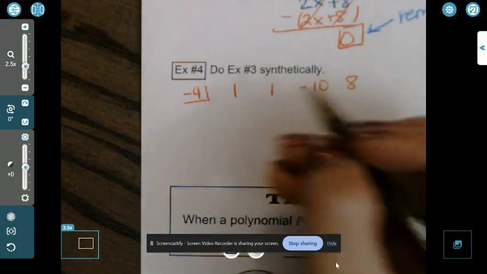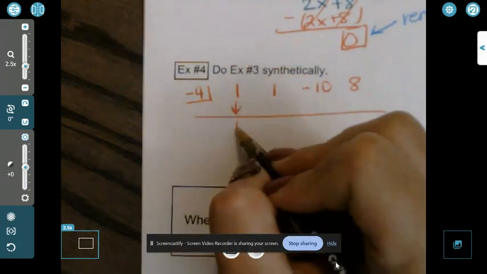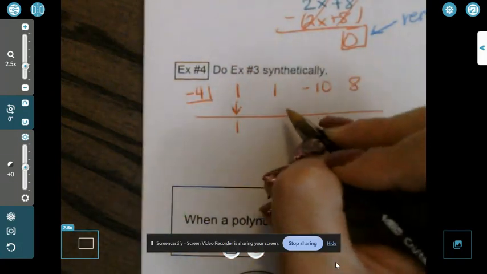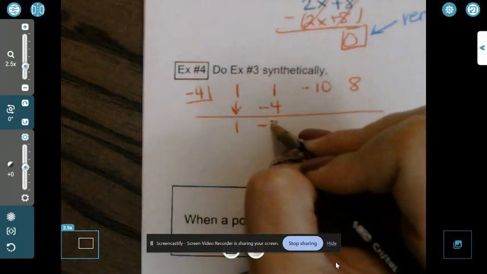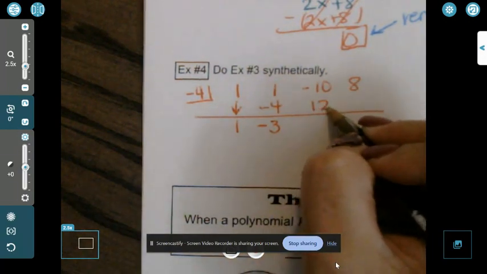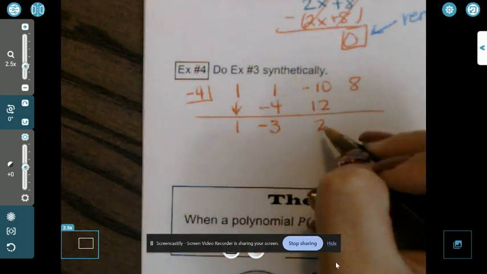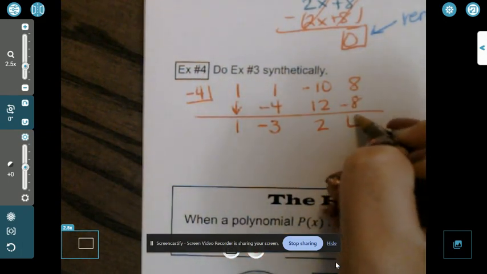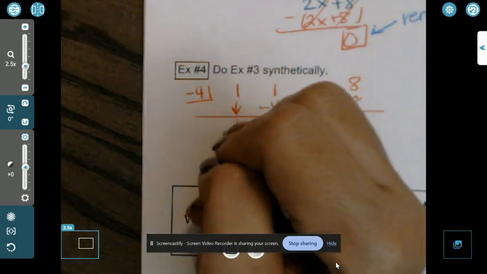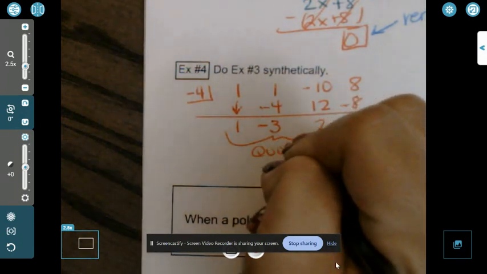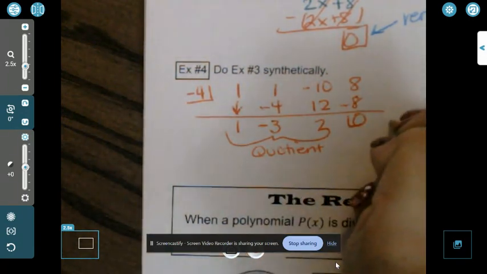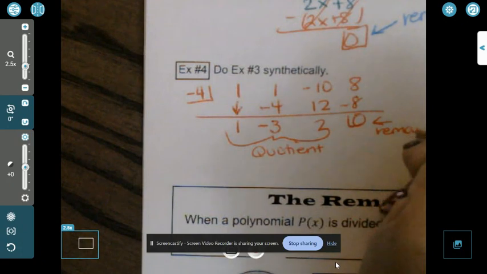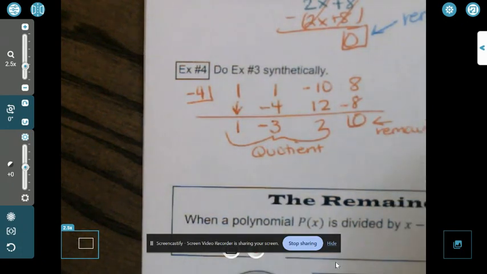All right, here we go. Draw my line, drop my first number down. -4 times 1 is -4. That gives me a -3. -4 times -3 is +12. That gives me a 2. -4 times 2 is -8, and that gives me 0. So this is now my quotient. This is still my remainder.